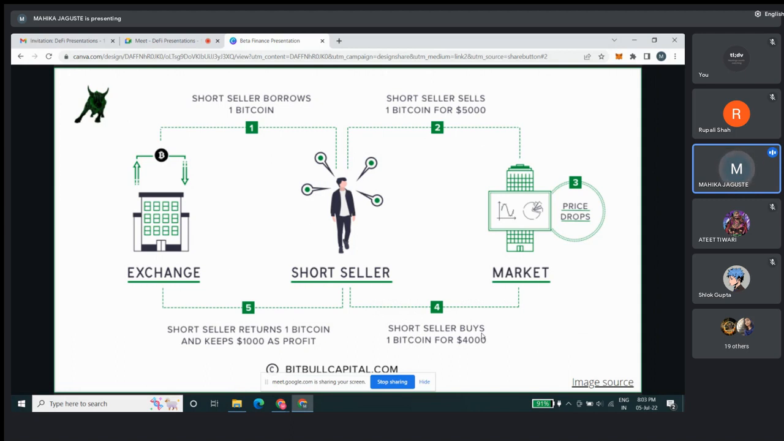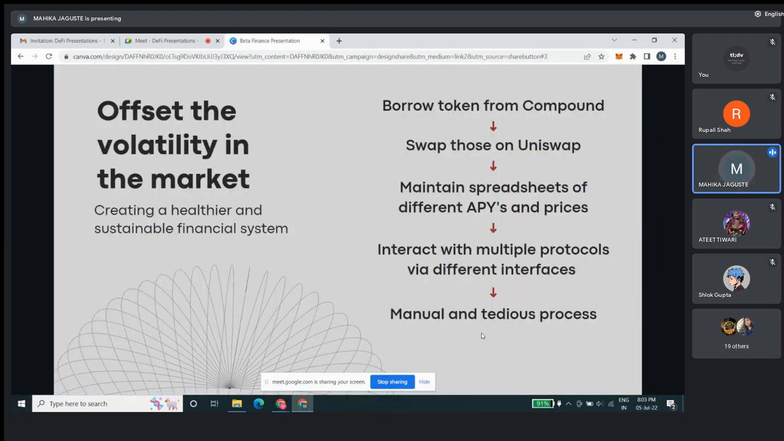So it is like a counterforce that tries to balance out the curve of the asset. Because you are selling your coin when the price is high, you're increasing the supply, and you're buying back the coin when the price is low, so you're decreasing the supply. So this kind of shorting helps to balance out the curve of an asset, because we are playing opposite to how the market is working. That is exactly the aim of Beta Finance, to offset the volatility in the market and create a healthier and more sustainable financial system.